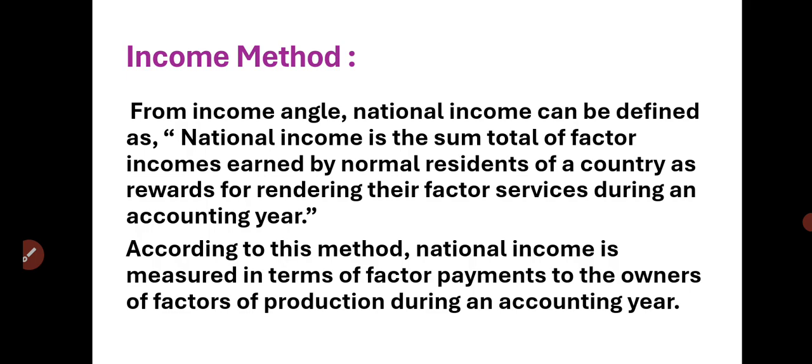I have already told you total product is equal to total income is equal to total expenditure in an economy. So by income method also we can calculate national income. From the income angle, national income can be defined as the sum total of factor incomes earned by normal residents of a country as rewards for rendering their factor services during an accounting year. Just remember this: it is the sum total of factor incomes.